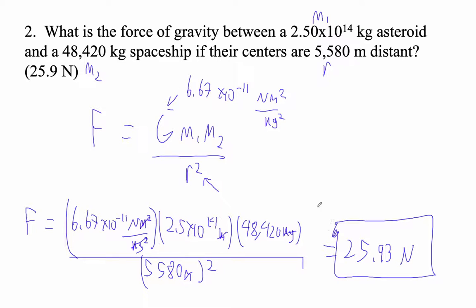Ta-da. So again, the two key things are make sure you square that. Everybody forgets to square it. And then G is 6.67 times 10 to the minus 11th, and not 9.8.